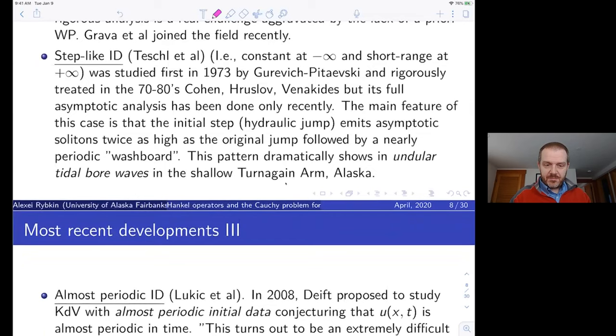They study different asymptotic regimes, and it's very interesting what KdV does to the initial hydraulic jump. I have a picture later on in my talk, but it is unevenly spaced solitons, as high as twice as high as the original profile, followed by a kind of washboard, which is actually made of elliptic functions, cnoidal functions.